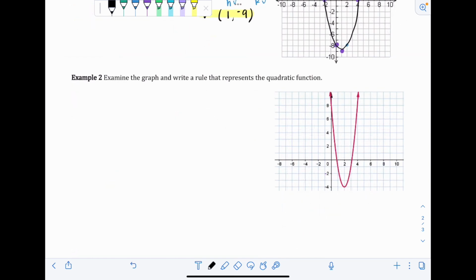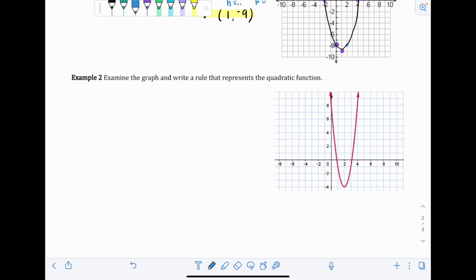And then the last example says, examine the graph and write a rule that represents the quadratic function. So the rule can be in any of the three forms: standard form, factored form, or vertex form. It just depends on what you're given in the problem. So we want to look at what important points we're given. If I look at where my x-intercepts are, those are not exact points. I know it's kind of hard to see, but they're offset a little bit. So if they're not exact points, we can't use factored form, because that would be where we have those x-intercepts and can plug those exactly in.